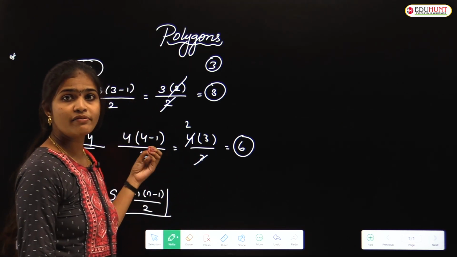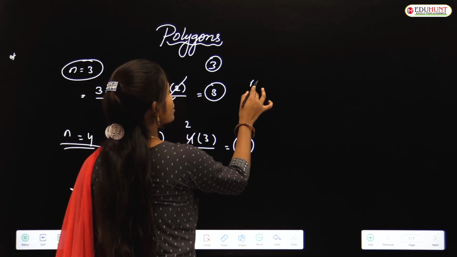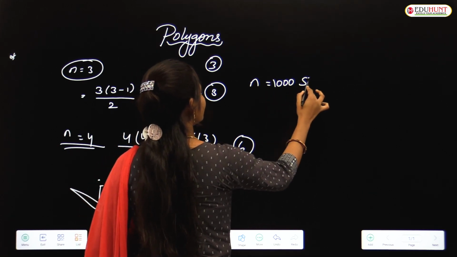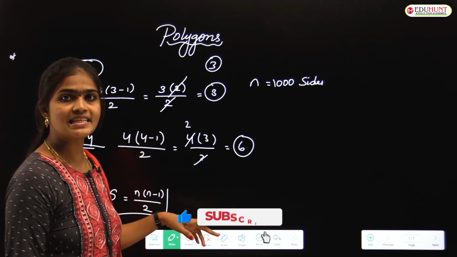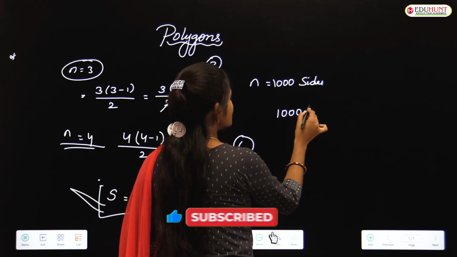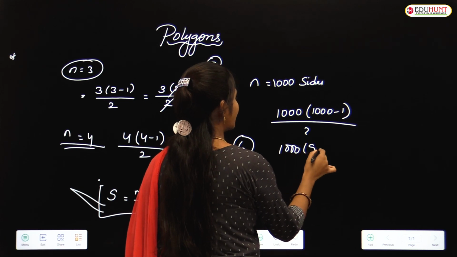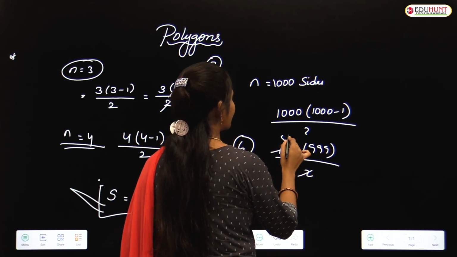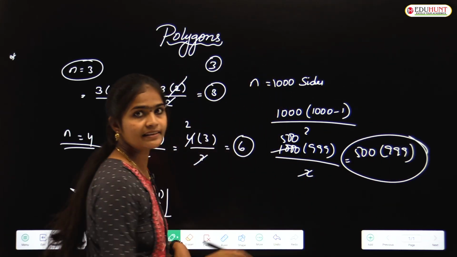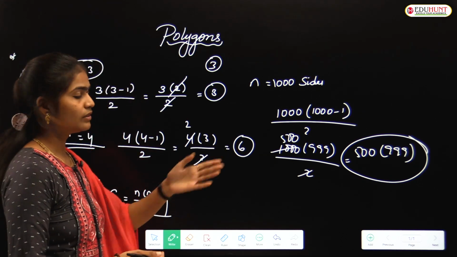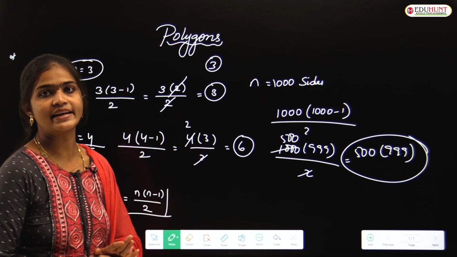So by using this formula we can find the number of line segments for a figure having any number of sides. For example, n is equal to 1000 sides. Then how many line segments does that figure have? Easily we can find it: 1000 into 1000 minus 1 whole by 2. So 1000 into 999 whole by 2. 2 goes into 1000, 500 times. So 500 into 999. If you calculate this, you will get the number of line segments in that 1000 sided figure.